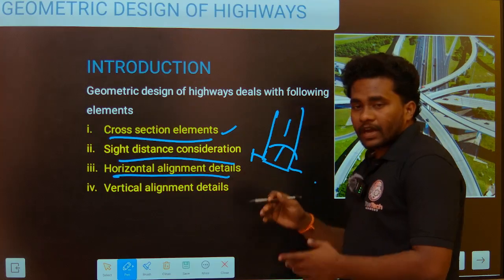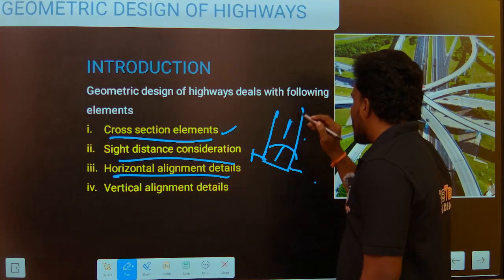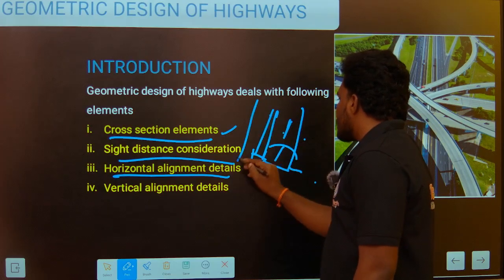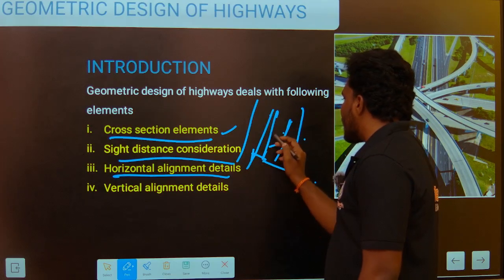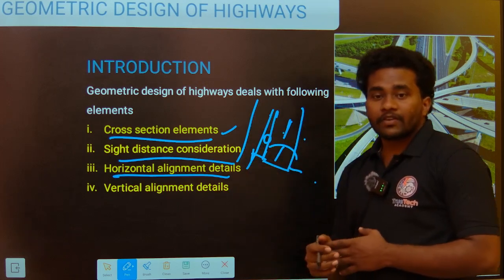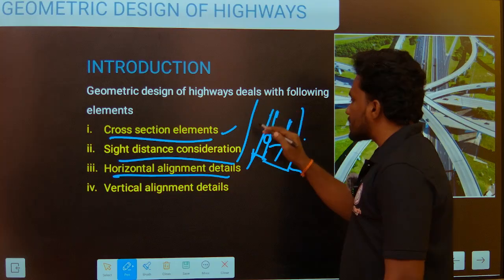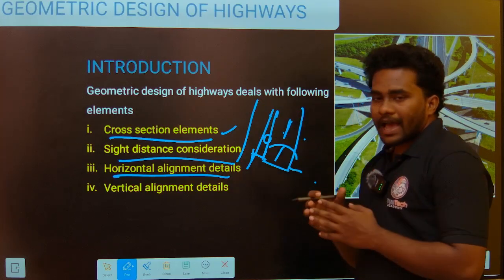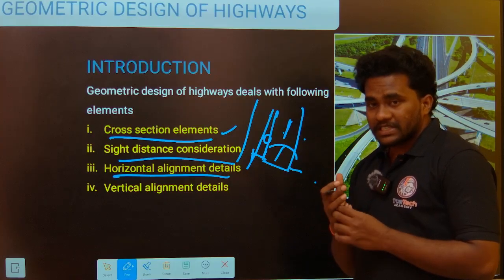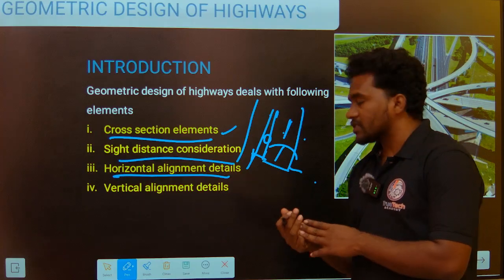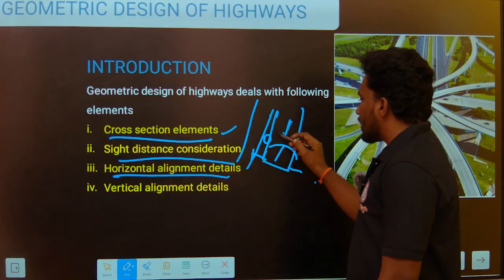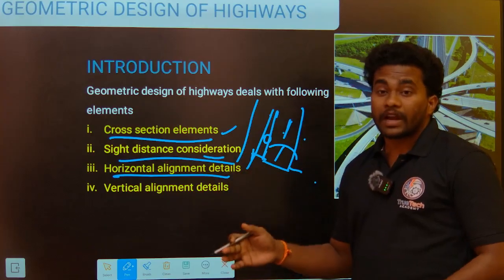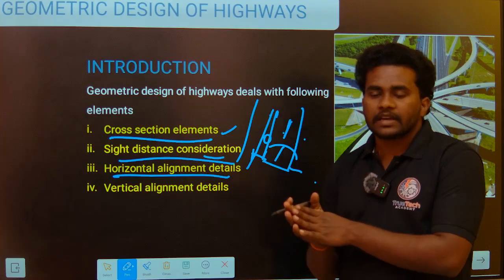In that we are dealing with the margins. For example, this is a two-way highway and this is the median. We discuss how much distance should be provided, the minimum distances as per IRC. And side distance consideration is the most important part and a very easy part for everyone to understand.